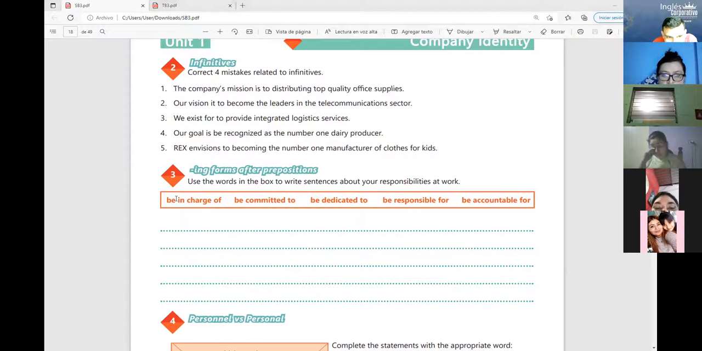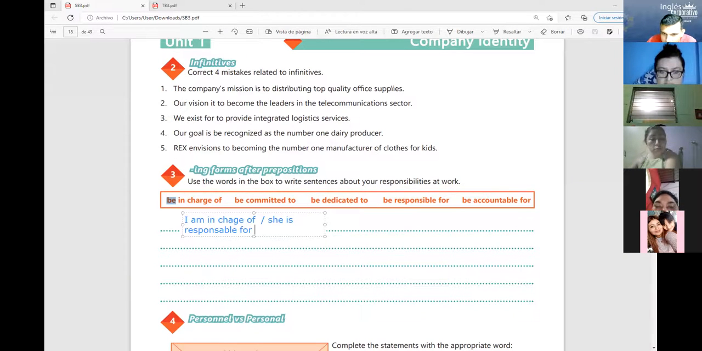Recuerden, a la hora de utilizar el verb to be, no vamos a colocar I be in charge of, sino que vamos a poner I am in charge of. Acá el ejemplo. I am in charge of. Oh, I am responsible for. Exacto. Vamos a colocar I am. Vamos a colocar que ella está a cargo. She is responsible for. Siempre vamos a colocar el verb to be ya conjugado.